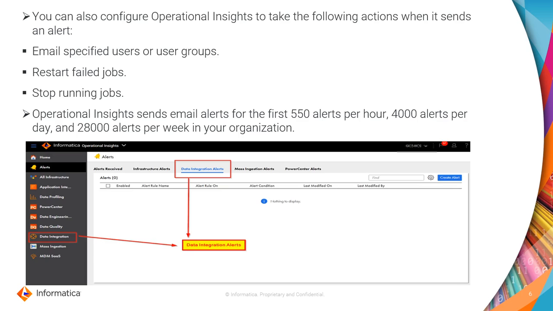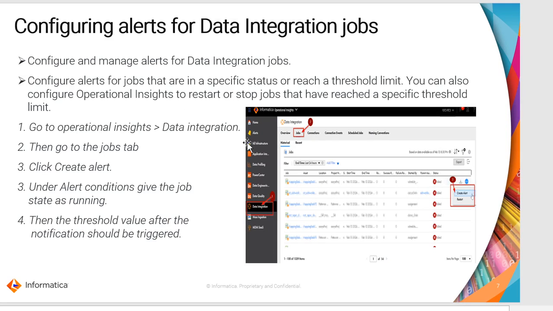You can configure Operational Insight to take the following actions when it sends the alert. The first is that we can send emails to a specified user or user group. We also have an option to restart the failed job, and in that case we can also send the notification. In terms of stopping running jobs, we can get the notification for that as well. Operational Insight sends emails for the first 550 alerts per hour, then 4000 alerts per day, and 28000 alerts per week in the organization.